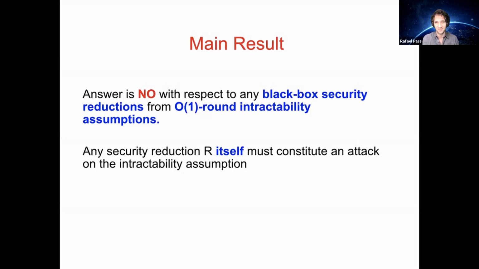You have a challenger selecting x, giving f of x, and you're supposed to invert it. That's just 2 rounds. But you can consider more general assumptions, such as that a particular scheme is witness hiding. If the scheme is constant round, that's a constant round assumption. So what we show is, for any such constant round interactive assumption, if you have a security reduction R that's black box in the attacker, so it uses the attacker as a black box, any such reduction must actually constitute an attack on that interactive assumption itself.